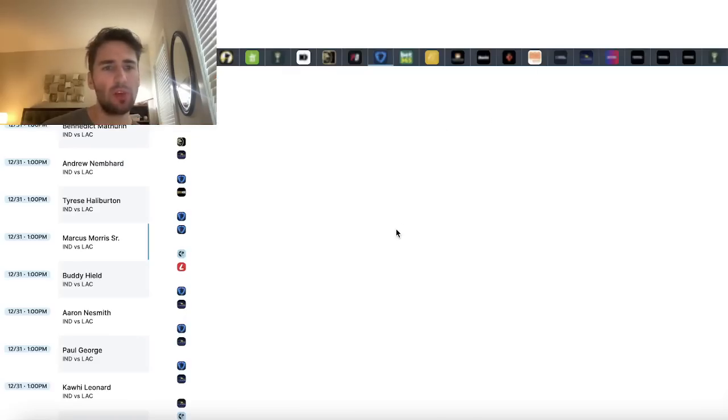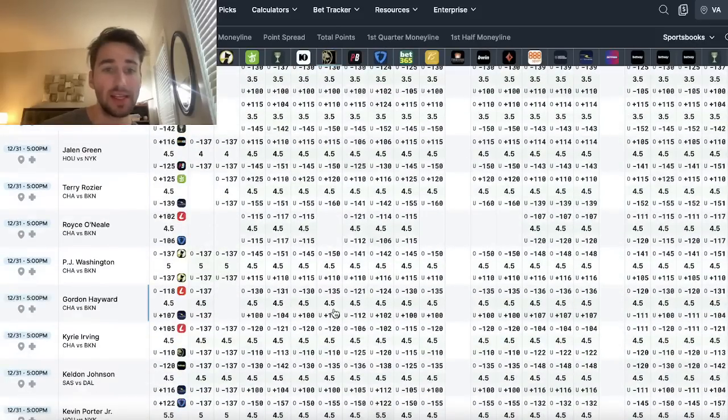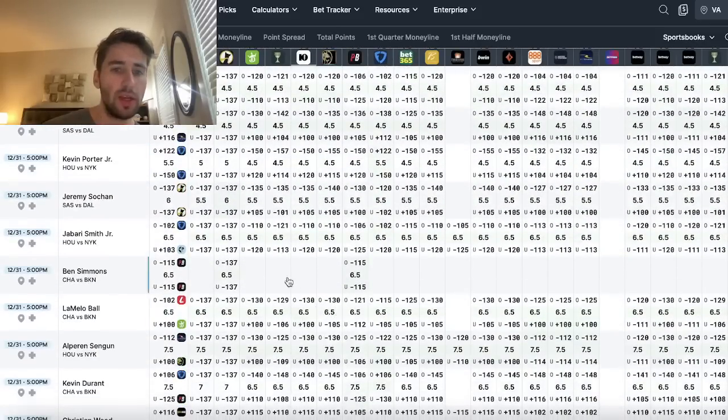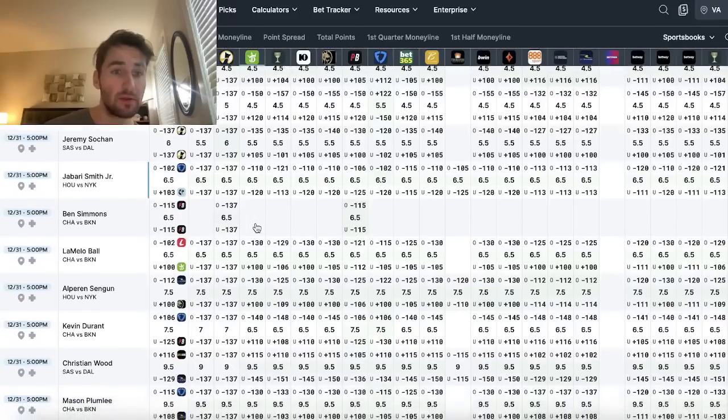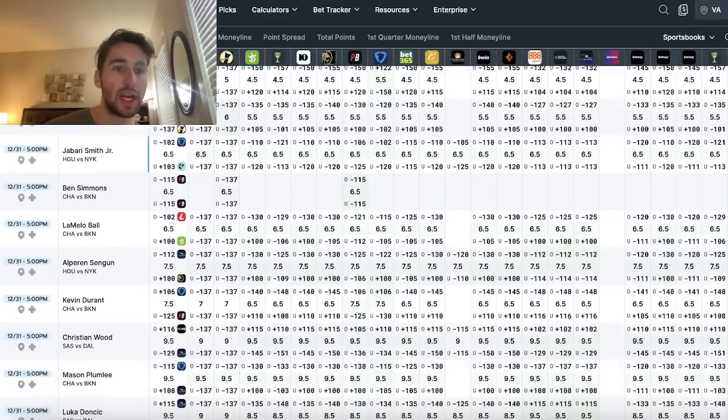And again, the EV tool is really good for comparing prices, but what I use the screen for is stuff like this, right? You can see right here, Jeremy Sochan. His line for rebounds is 6 on Underdog. It's 5.5 on PrizePicks, their direct competitor. It's 5.5 on all the sportsbooks. Granted, the sportsbooks have the over slightly favored. Over 5.5 is minus 135 on DraftKings. The under is plus 105.